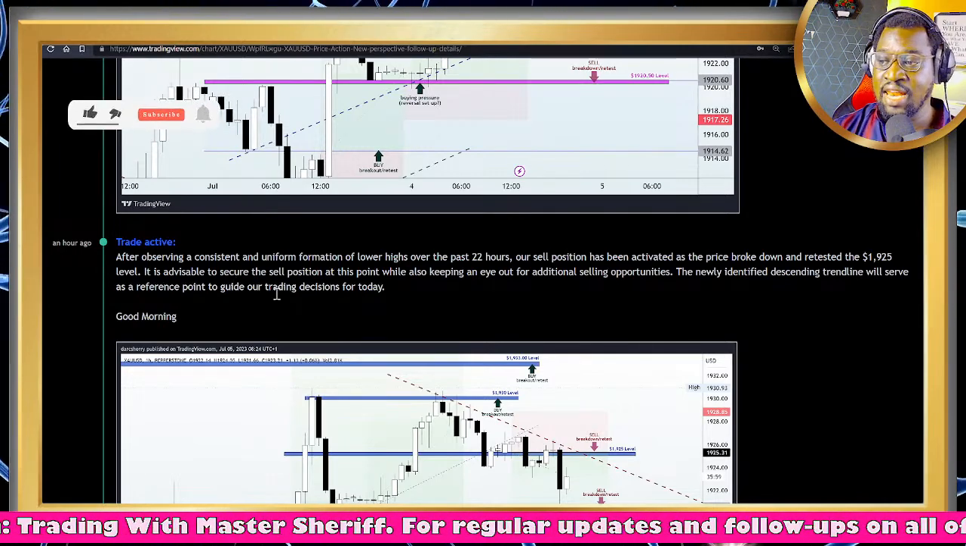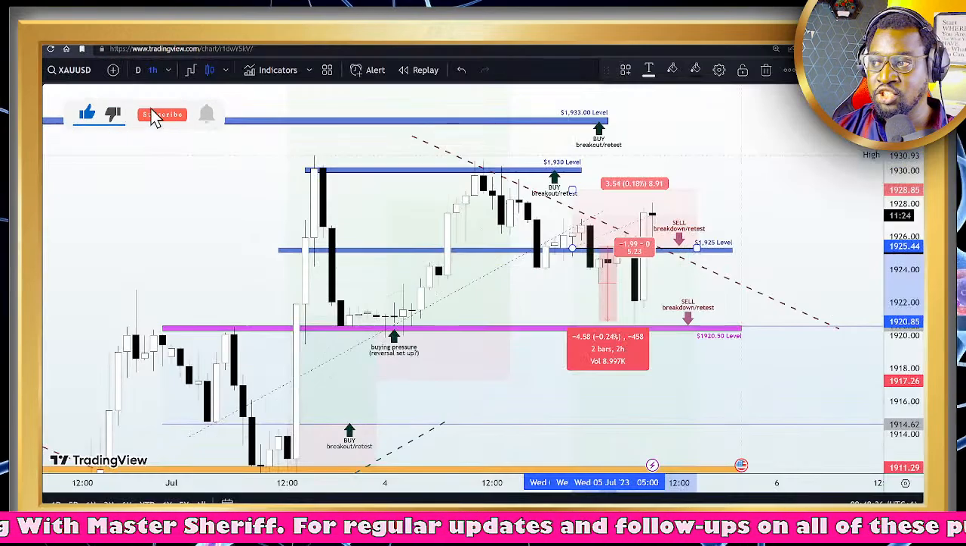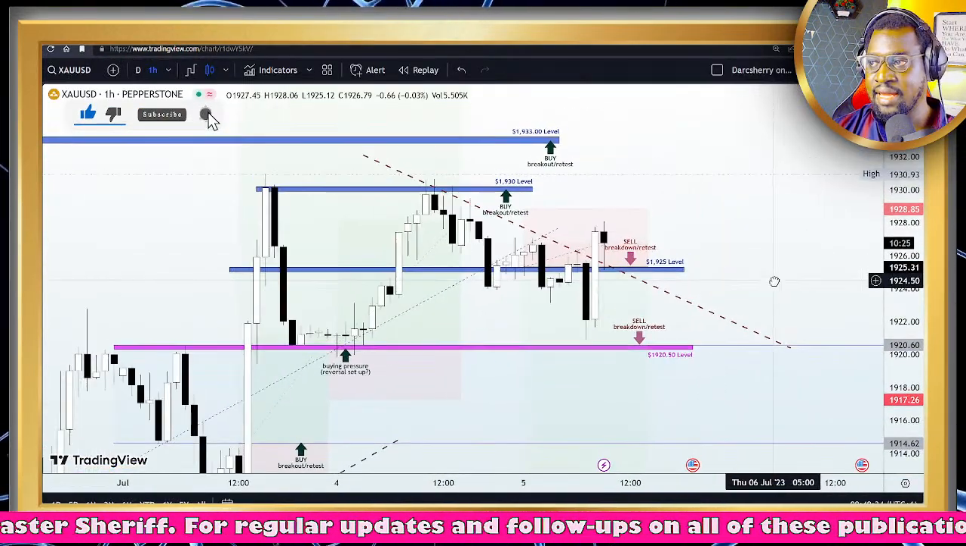So let's go back into the live chart and look at what I was trying to buttress there. So this is the live chart back again, 1 hour time frame.